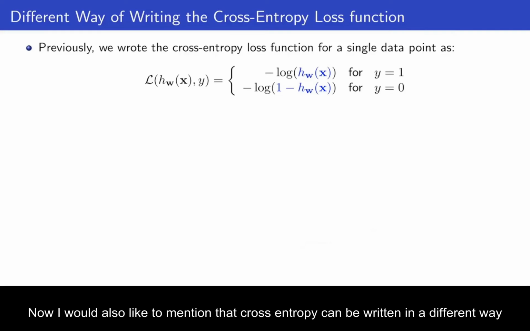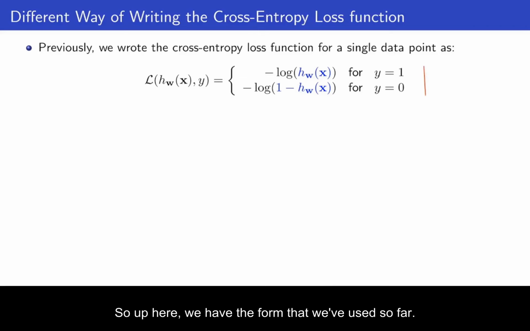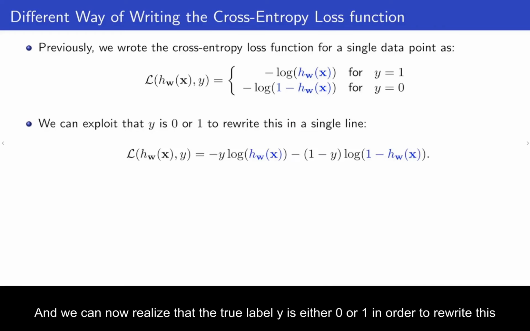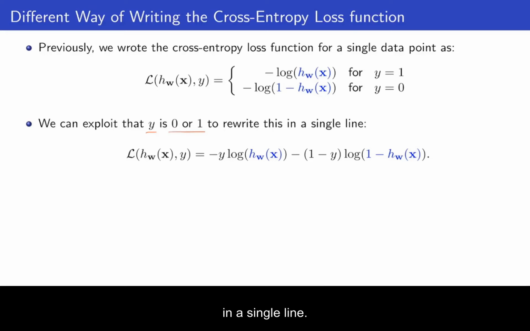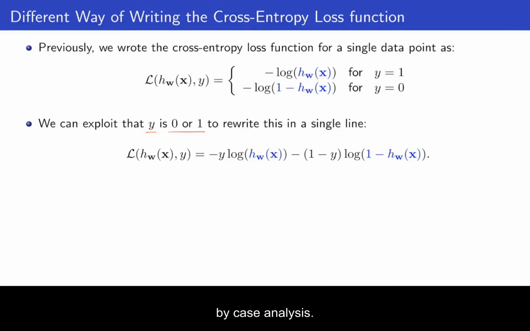Now, I would also like to mention that cross-entropy can be written in a different way than we have done so far, and is in fact often written differently in deep learning. So up here, we have the form that we've used so far, and we can now realize that the true label y is either 0 or 1 in order to rewrite this in a single line. And we can simply verify that this single line matches the formula up there by a case-by-case analysis.